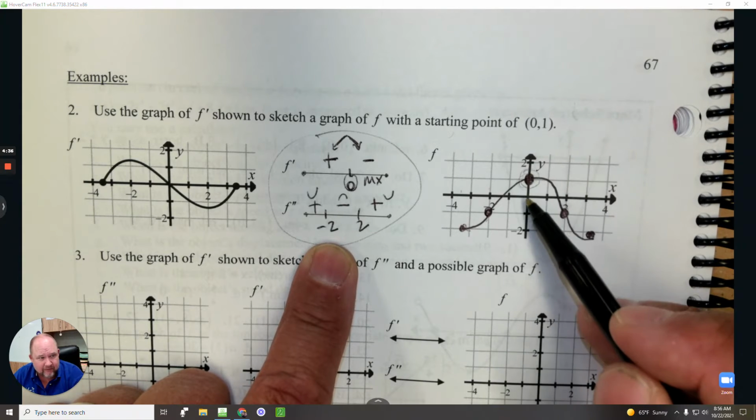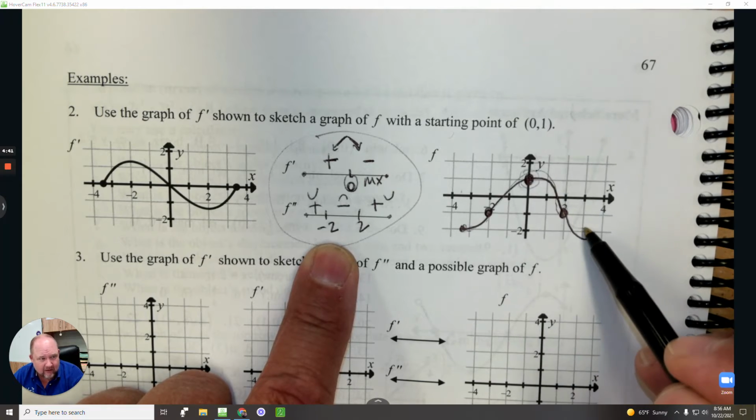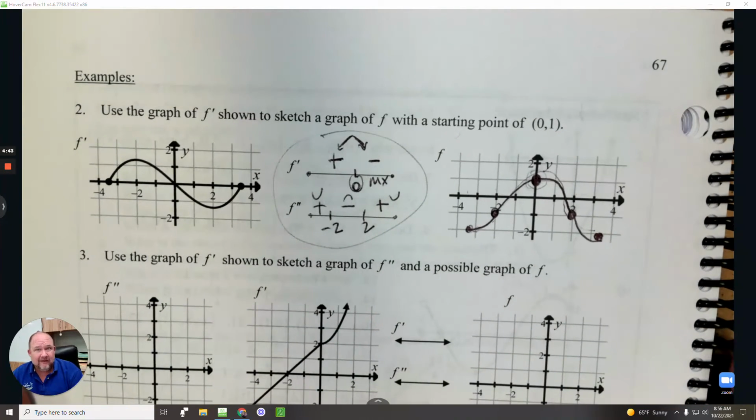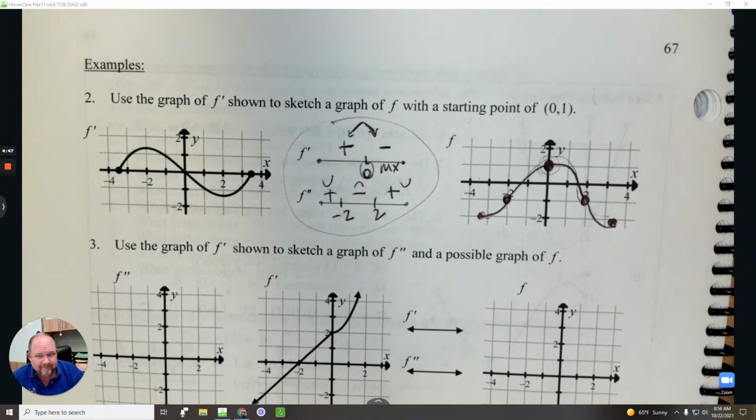We have a maximum here. It's concave up, then concave down, and then concave up. It's going to take practice, and how you pay attention to it is going to be important. Number 3.